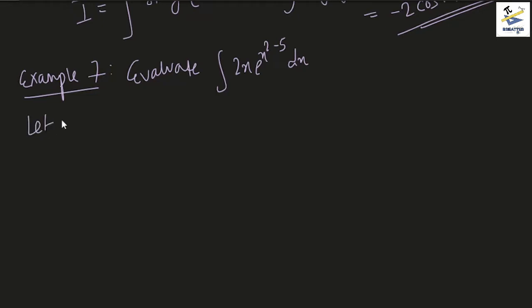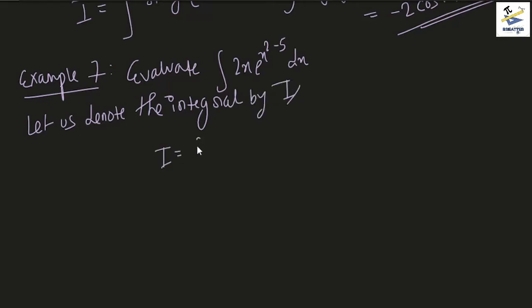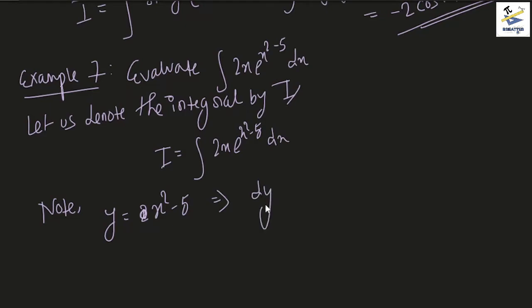So let us denote the integral by I, so that I is equal to the integral of 2x into e to the power x square minus 5 dx. Note that now again in this integral we are trying to see that since the derivative of x square minus 5 is just 2x, what we can do is let y equal x square minus 5, which should give us dy is equal to 2x dx, right?